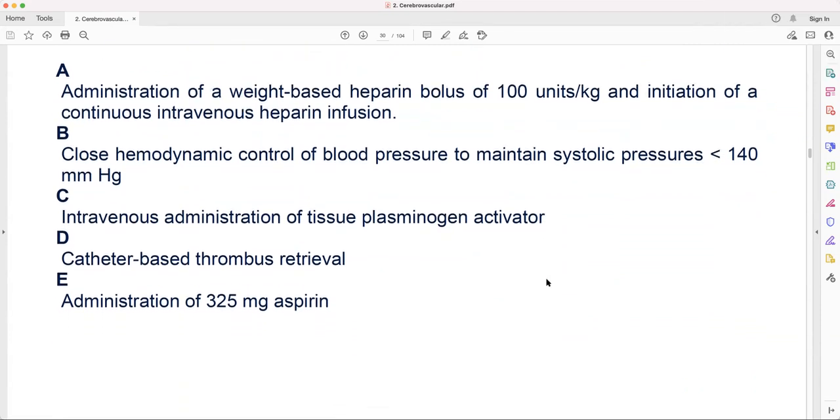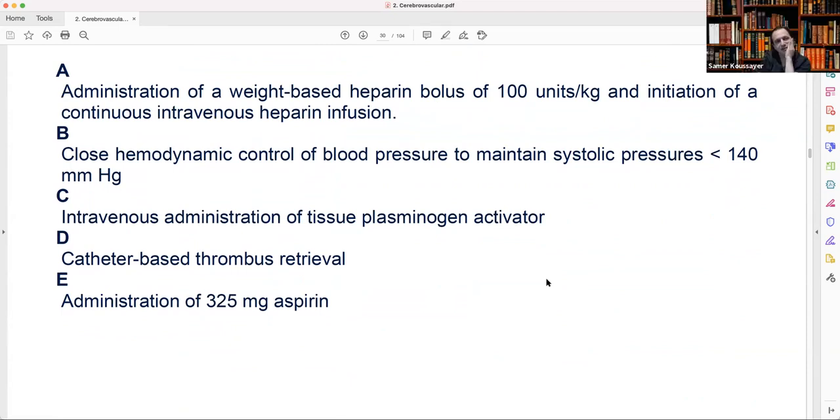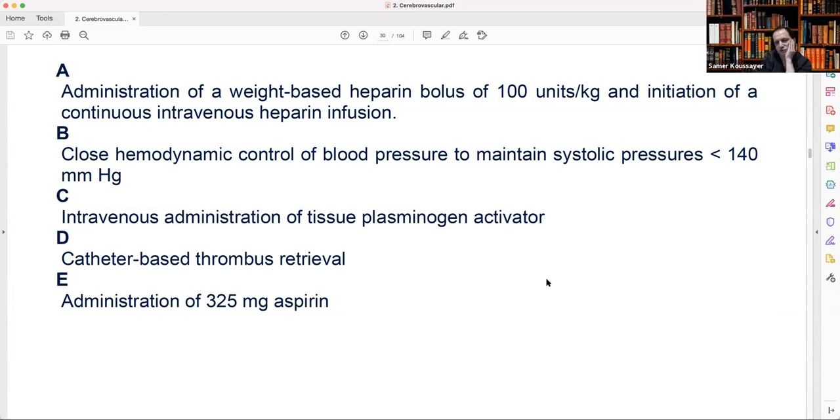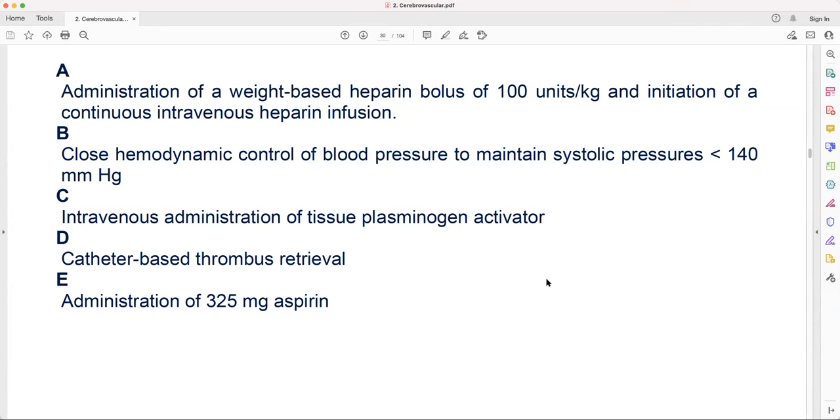Next one. If it is 4.5 hours or less, yes, TPA is indicated, IV. But this is intravenous. The other one will be retrieval. Sometimes they give TPA, but the main thing is you need to retrieve the clot. You need to take the patient to the cath lab, with the catheter directly. When the patient comes to the ER, they give IV TPA.